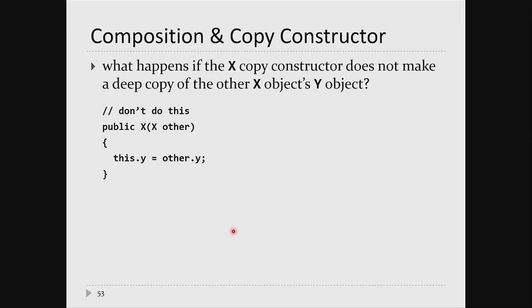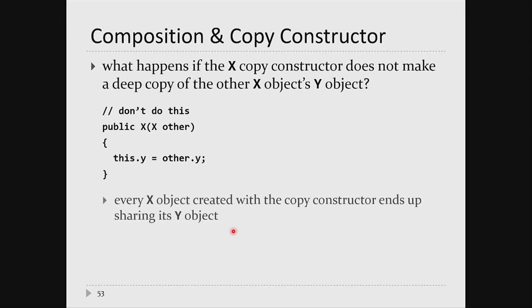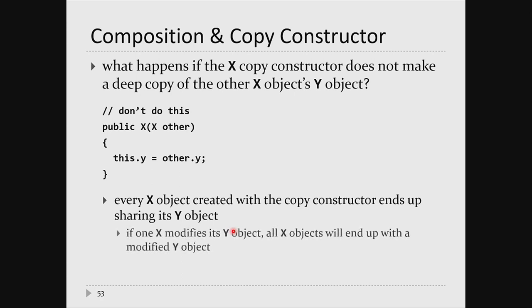If you write this.y = other.y when you're implementing composition, every X object created with a copy constructor ends up sharing its Y object. So in other words, every time you call the copy constructor, you're not actually copying the state of another object. You're sharing your state with another object. So if one of the X objects changes its Y object somehow, then all of the X objects end up seeing the modified Y, which is a privacy leak. So you don't want that either.